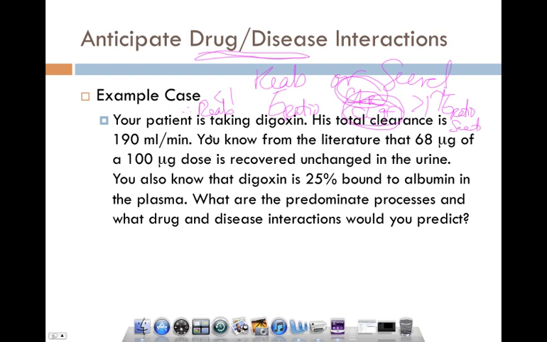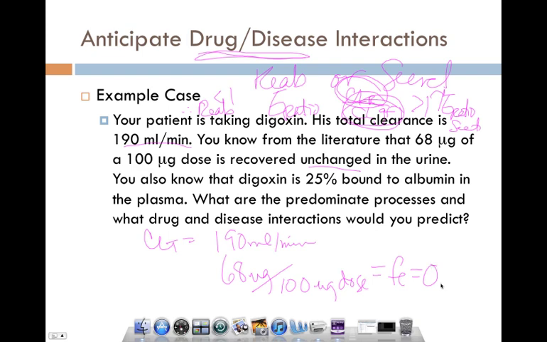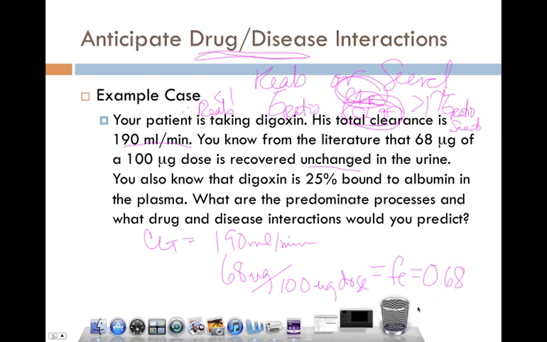Well, your patient is taking digoxin. His total clearance, total body clearance, is 190 milliliters per minute. You know from the literature that 68 micrograms of a 100 microgram dose is recovered unchanged. That means it has not been metabolized. Therefore, this is our FE, isn't it? I don't think I need a calculator to figure out our FE is 0.68.